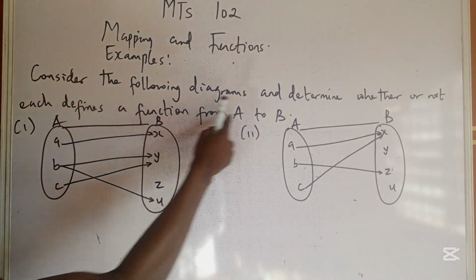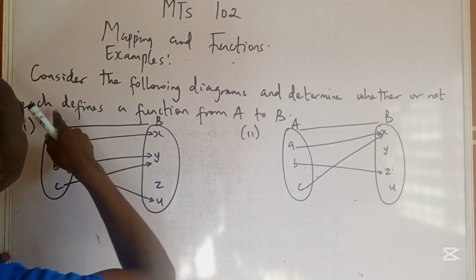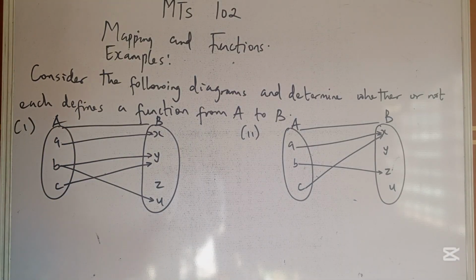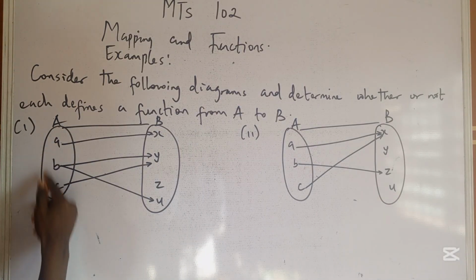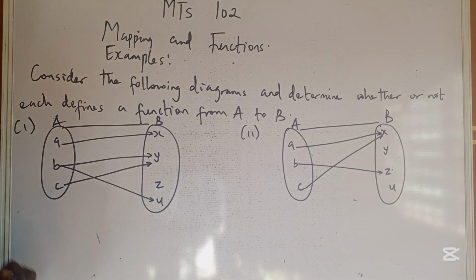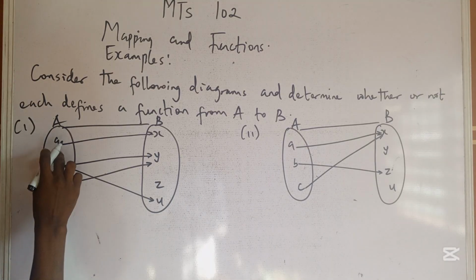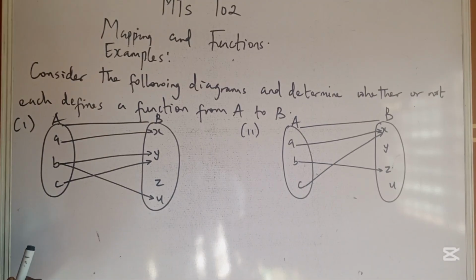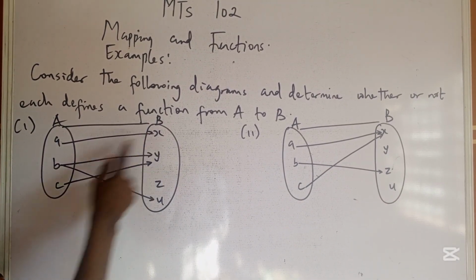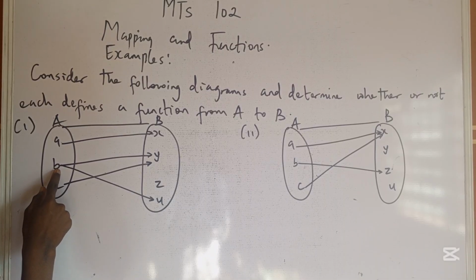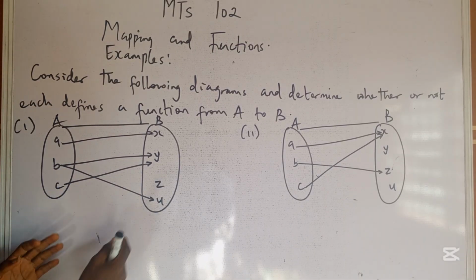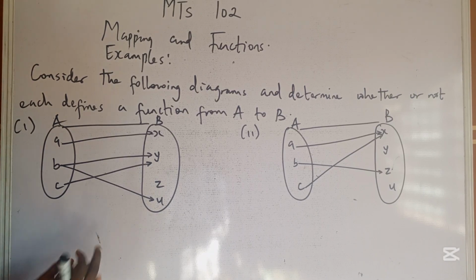They said, consider the following diagrams and determine whether or not each defines a function from A to B. So look at this first question. A, B, C, they are the elements in the domain. So they are the pre-images. Now, look at this. The image of A is X. B also has images. C has an image. Now, is this a function?